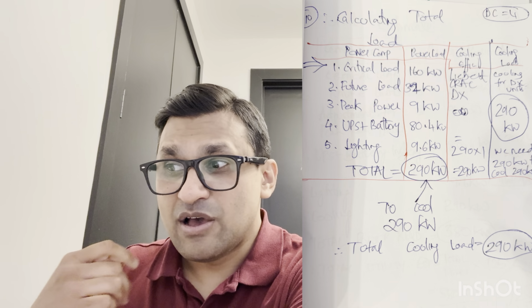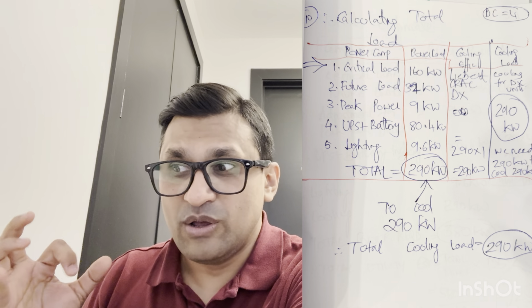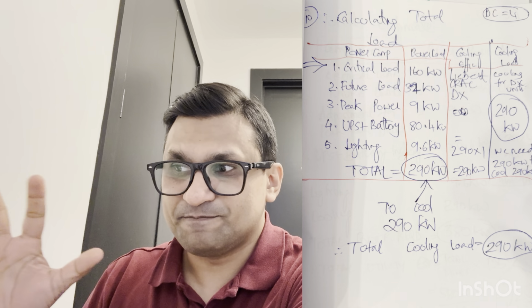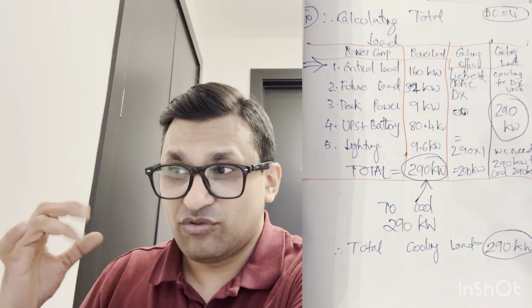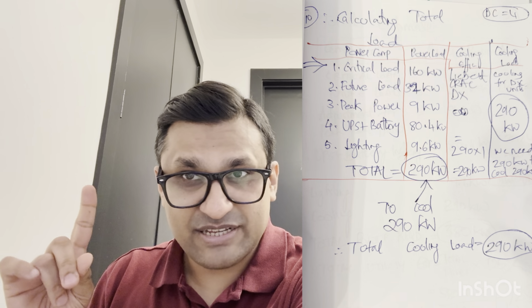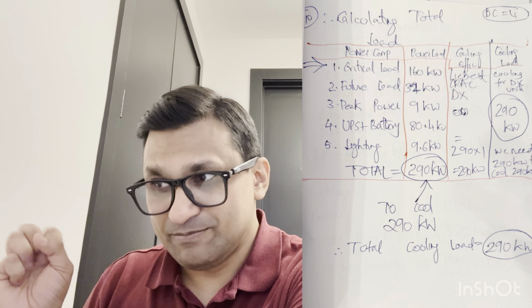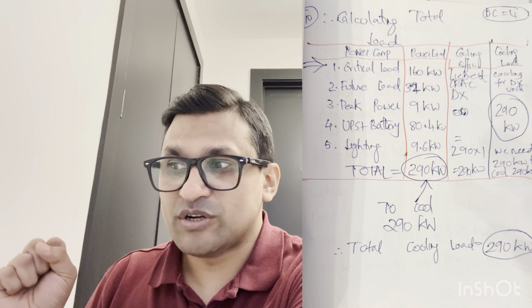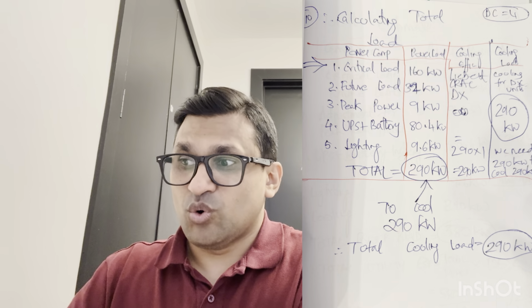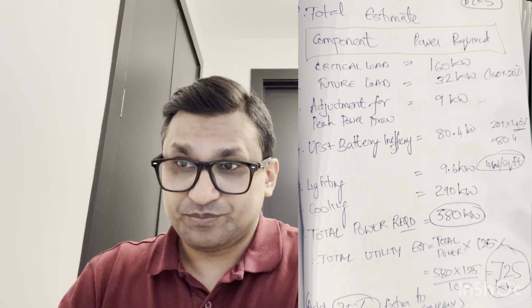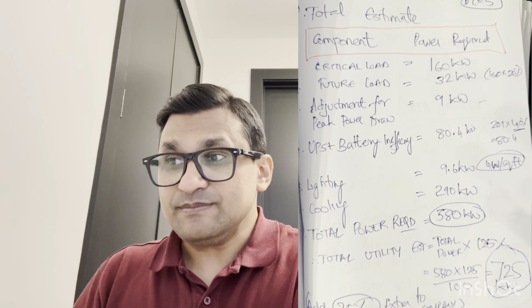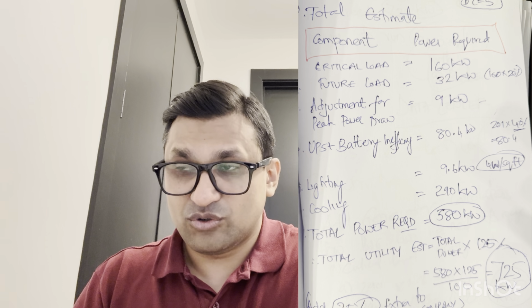So in other words, what is the energy required to cool 290 kilowatts of equipment load? Considering we have a DX system, with compressors, the cooling efficiency factor is 1, so 290 times 1 is 290 kilowatts. So you need 290 kilowatts of power to cool down 290 kilowatts of load. So for the total estimate, you've got 290 and 290 for the cooling.